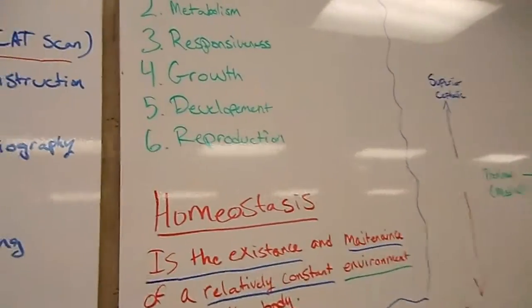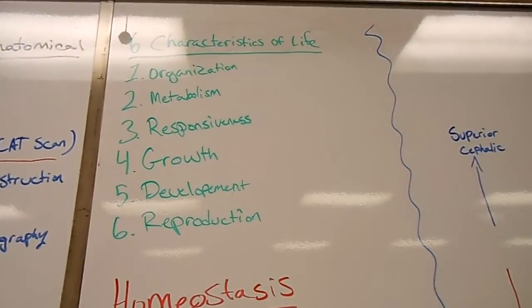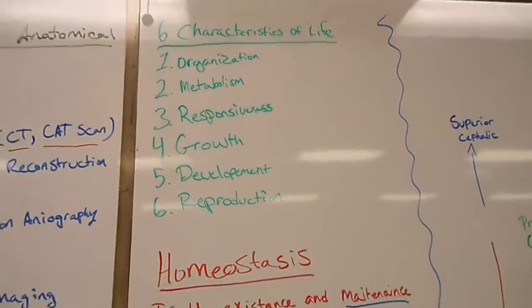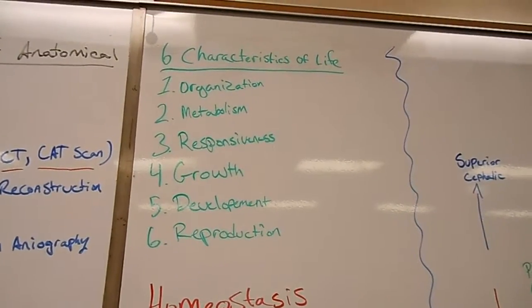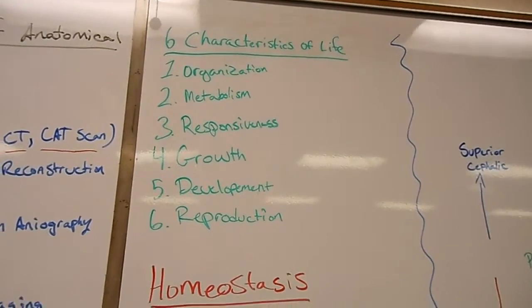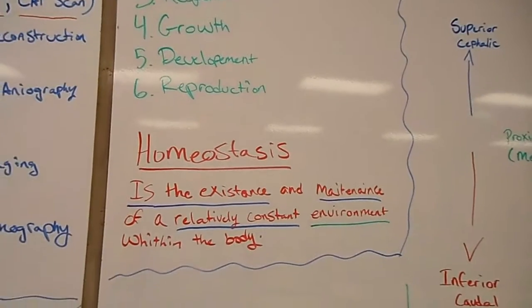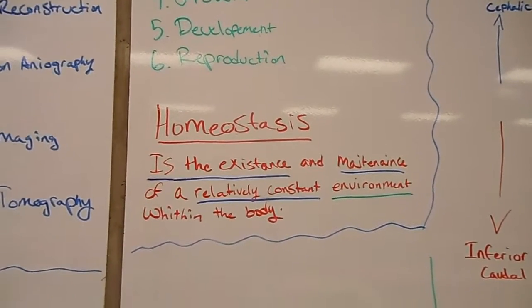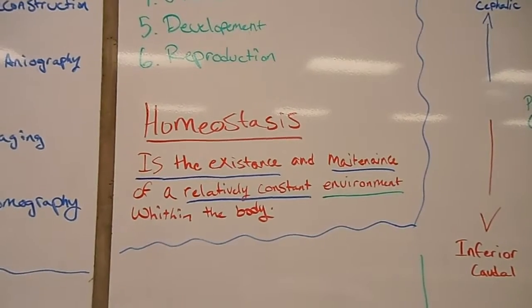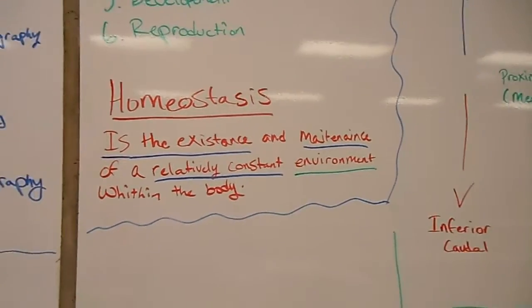Then you have the 6 characteristics of life, which are 1, organization, 2, metabolism, 3, responsiveness, 4, growth, 5, development, and 6, reproduction. Then you have the definition of homeostasis: the existence and maintenance of a relatively constant environment within the body.